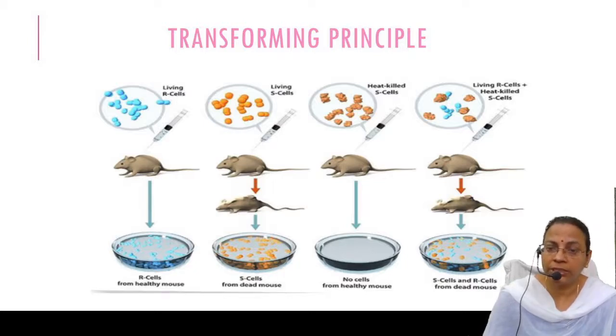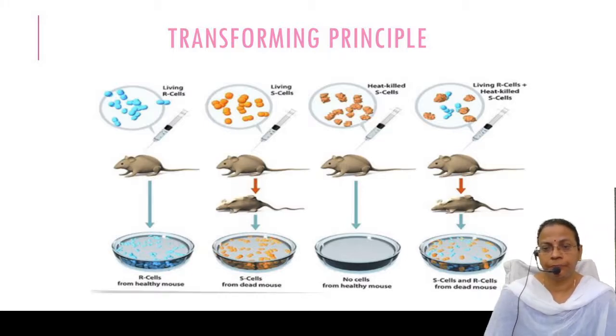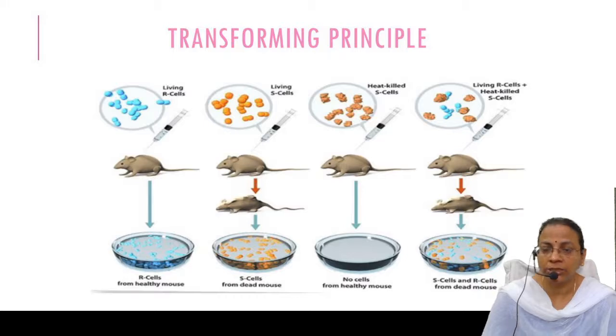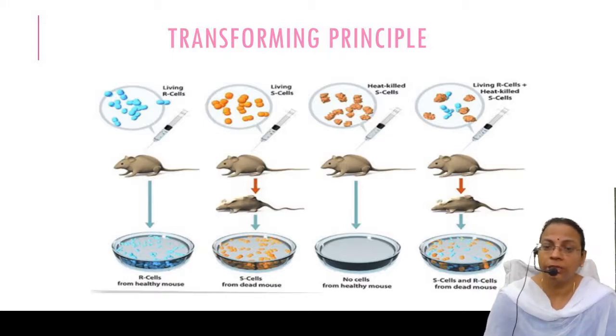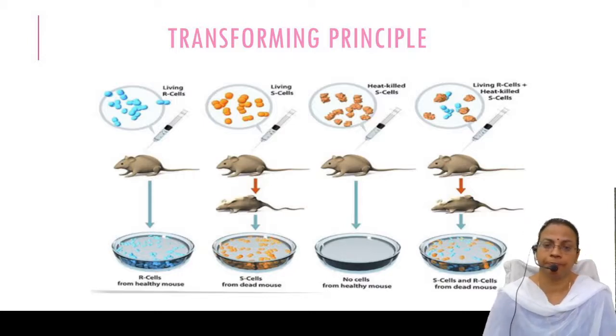So S cells were not injected; only heat-killed S cells were injected, and the R cells were live. So from the heat-killed cells, some transforming principle or transforming agent entered the R cells, and that transforming agent was capable of transforming R into S type. Because of that, the S can cause the disease, and the mouse got the disease and died. But he was not in a position to explain the chemical nature of that transforming component.